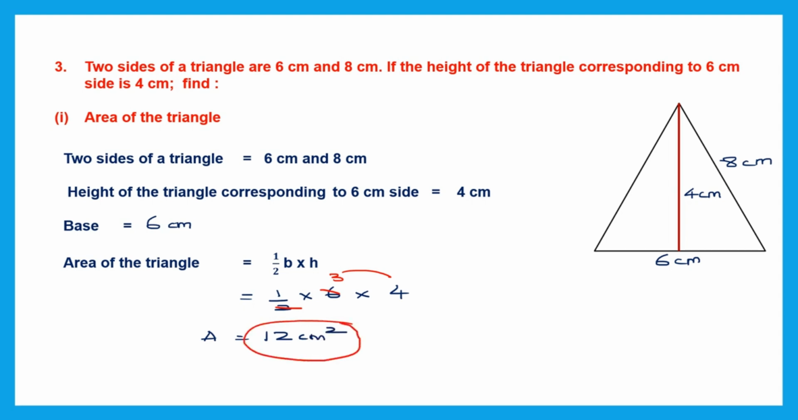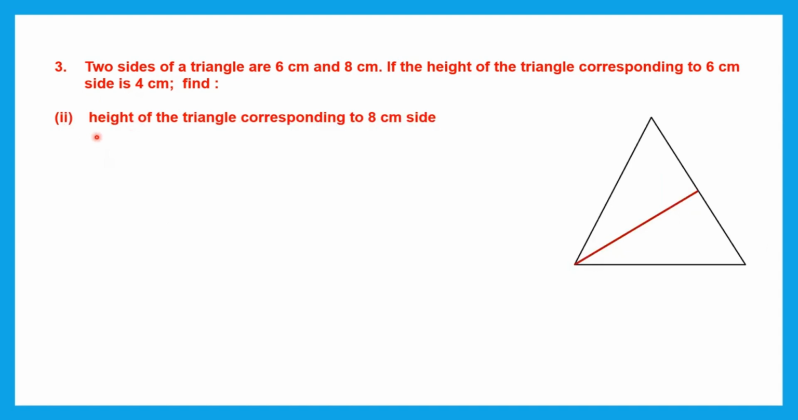Now what is the second question? So now we have to find the height of the triangle corresponding to the 8 centimeter side. And this is the 8 centimeter side. And this is the height because it comes from the opposite vertex of this side. So this is the height that we need to find.